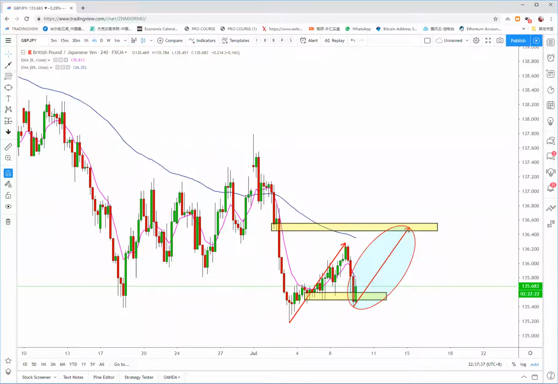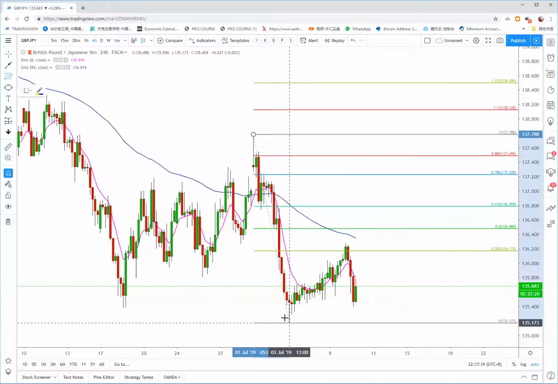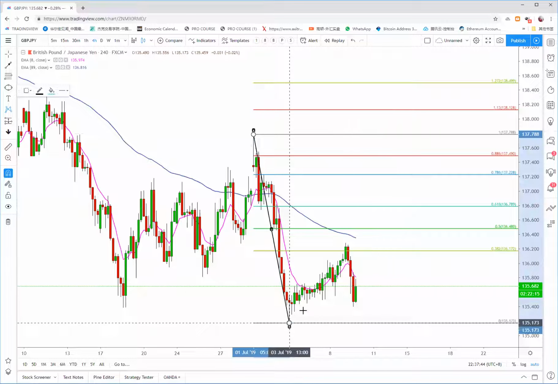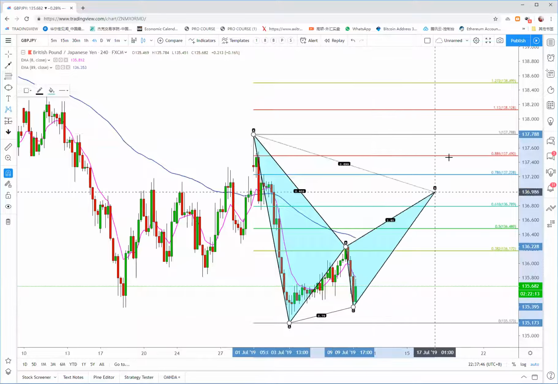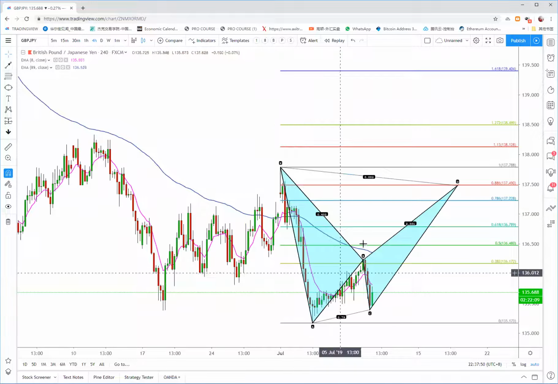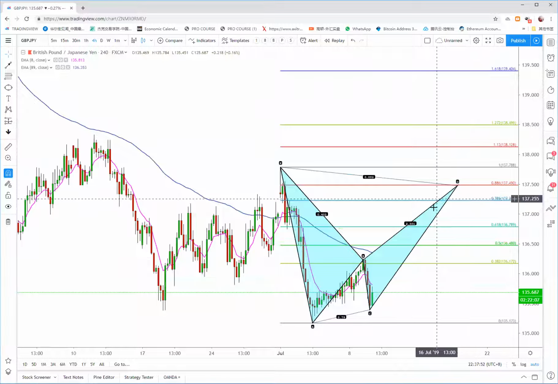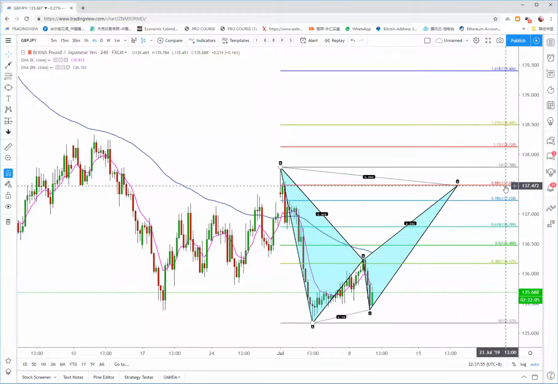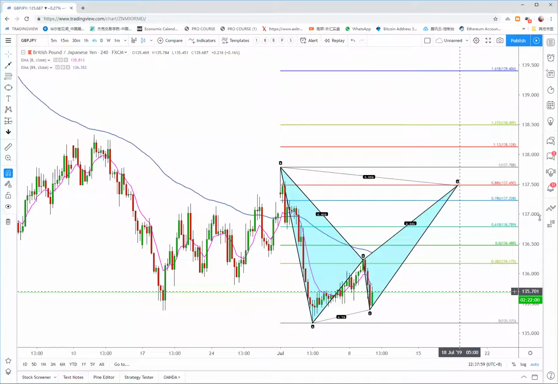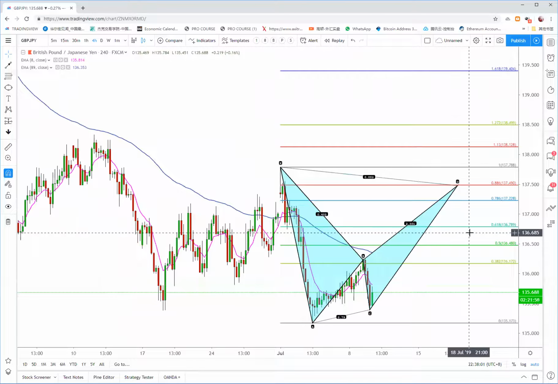And another scenario: since we want to buy sterling dollar, and the dollar yen still won't have a chance to rally, the sterling yen may form this bearish bat and tells you the price may go up to 137.50, and if it really goes there, we have another 200 pips move.